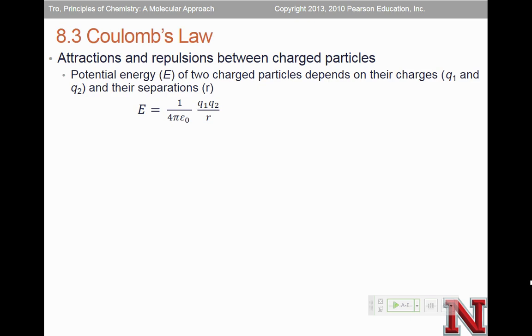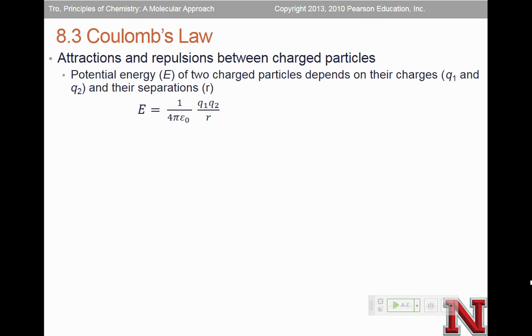So let's start with Coulomb's law, which is our attractions and repulsions between charged particles. And remember in the first week of class, I broke down charges and I said that like charges repel, opposite charges attract. So this is just a mathematical equation to represent that. Our potential energy E, and it's not so much important that you memorize this equation, but understand what the equation is telling us. So the potential energy E of two charged particles depends on two main things.